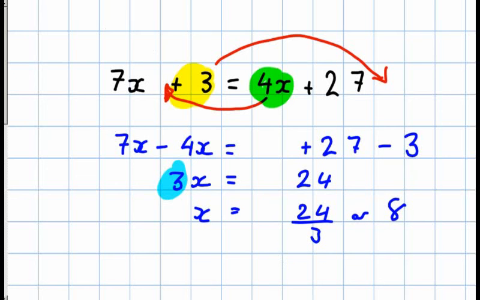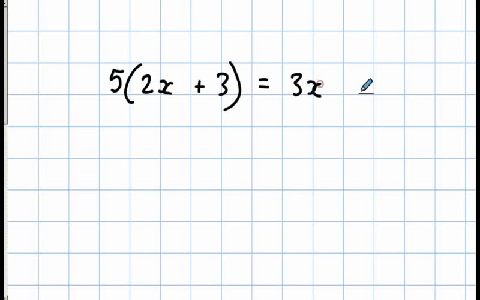Right, the last one I'll look at, and this is a bit longer than my normal videos, is what about when there's brackets? Here we go, look. 5 times the bracket 2x plus 3 equals 3x plus 29.